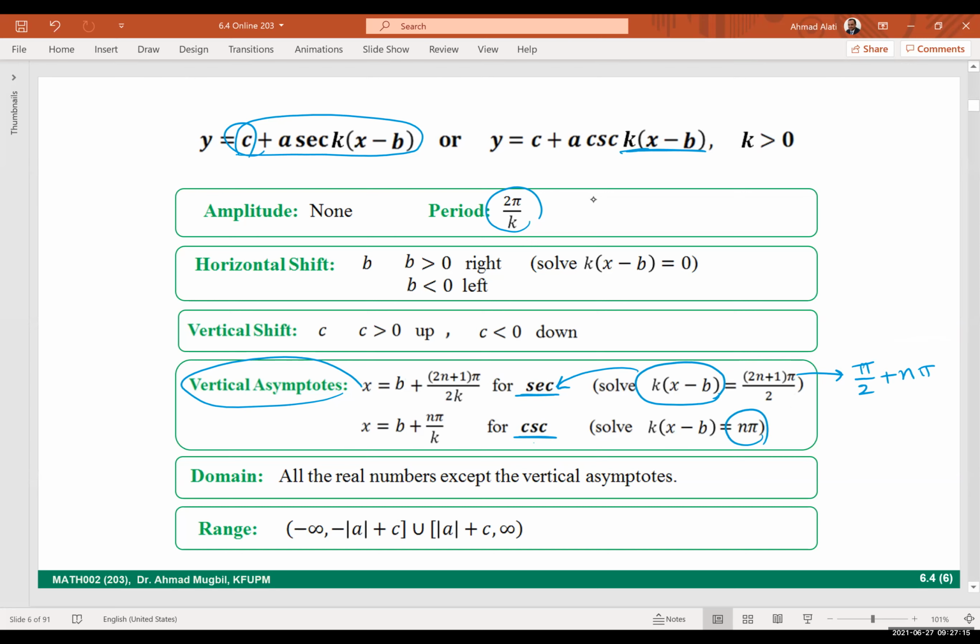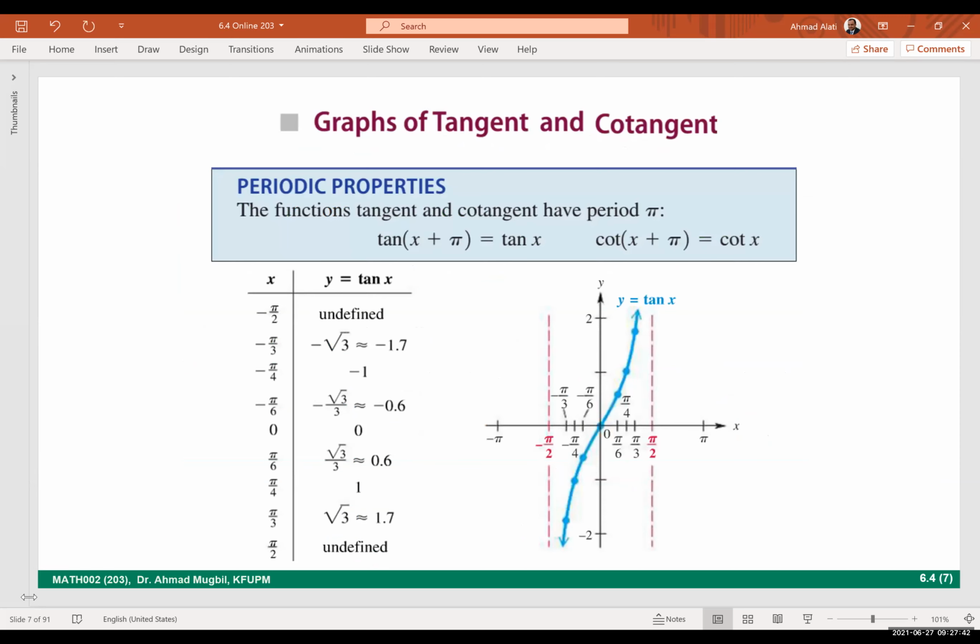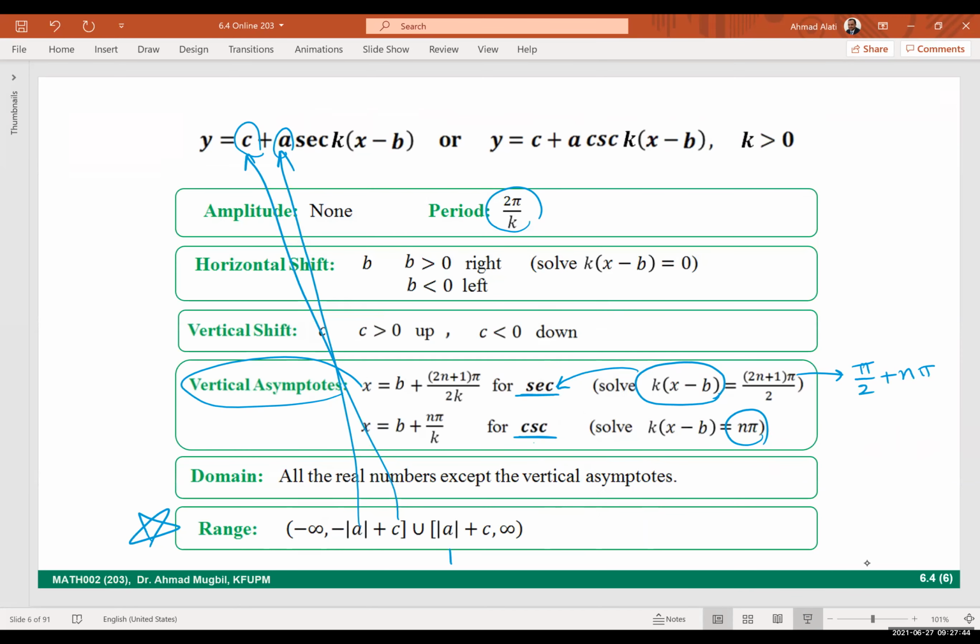This is also important, guys: how to find the range of secant and cosecant. The range, before any shifting, was from negative infinity to negative 1 and from 1 to infinity. But when we have these shifting and stretching, you need just to consider this is A and this is C. I think now we are ready to go and see the graph of tangent.